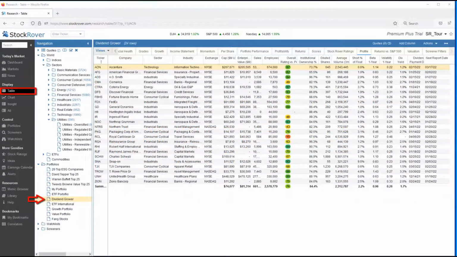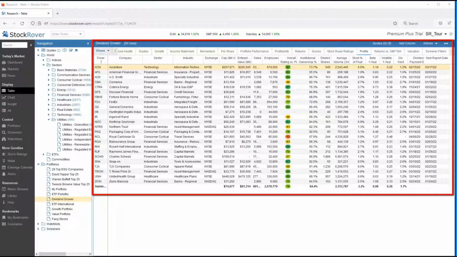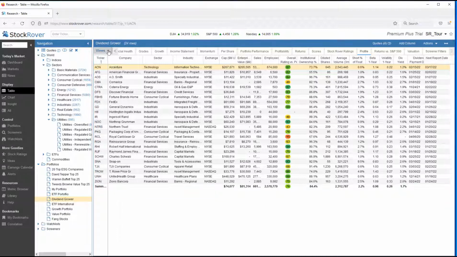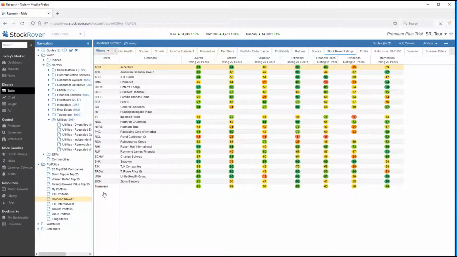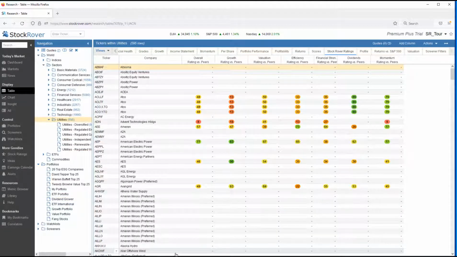The portfolio is loaded in the table. Let's switch things up a bit. I'll change my view to be the Stock Rover ratings view. Next, I'm going to right-click on the Utilities folder and select Show All Stocks. The table is now loaded with some 595 tickers, so let's narrow things down a bit.